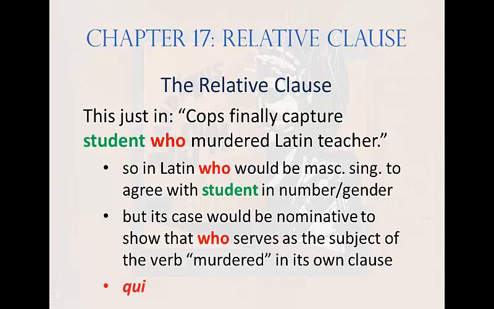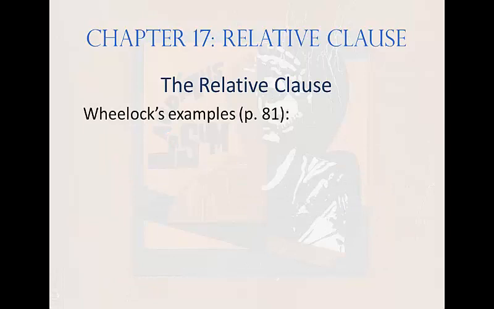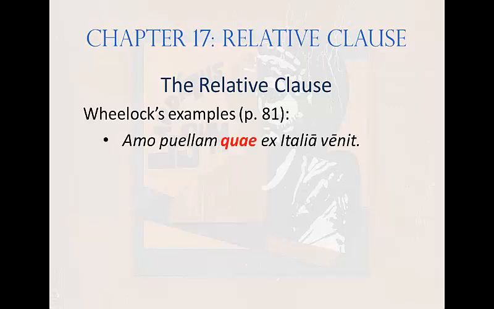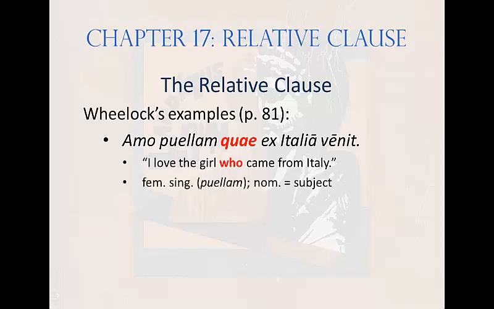To end the grammar section of this lesson, let's look at the examples Mr. Wheelock gives of relative clauses on page 81. The first, amo puellam quae ex Italia venit, meaning, I love the girl who came from Italy. Can you see why the relative pronoun is in this form, quae? It's feminine singular because it agrees with puellam in number and gender, but it gets its case from its use in its own clause, where it's the subject. Therefore, it's nominative.